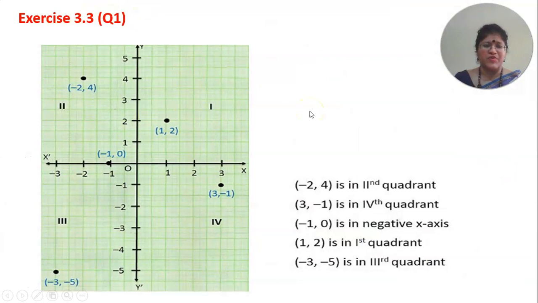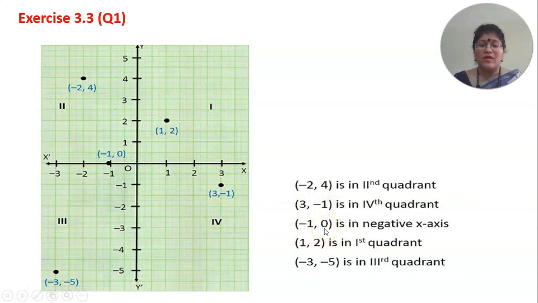This is exercise 3.3, question number 1. Here, these points are already mentioned on this Cartesian plane. All you have to do is write down which quadrant or which axis they lie on. Now, -2, 5, negative, positive. So it will lie in the second quadrant. So you look for this negative and positive. 3, minus 1, positive, negative. So 3, minus 1, it will lie in the fourth quadrant.